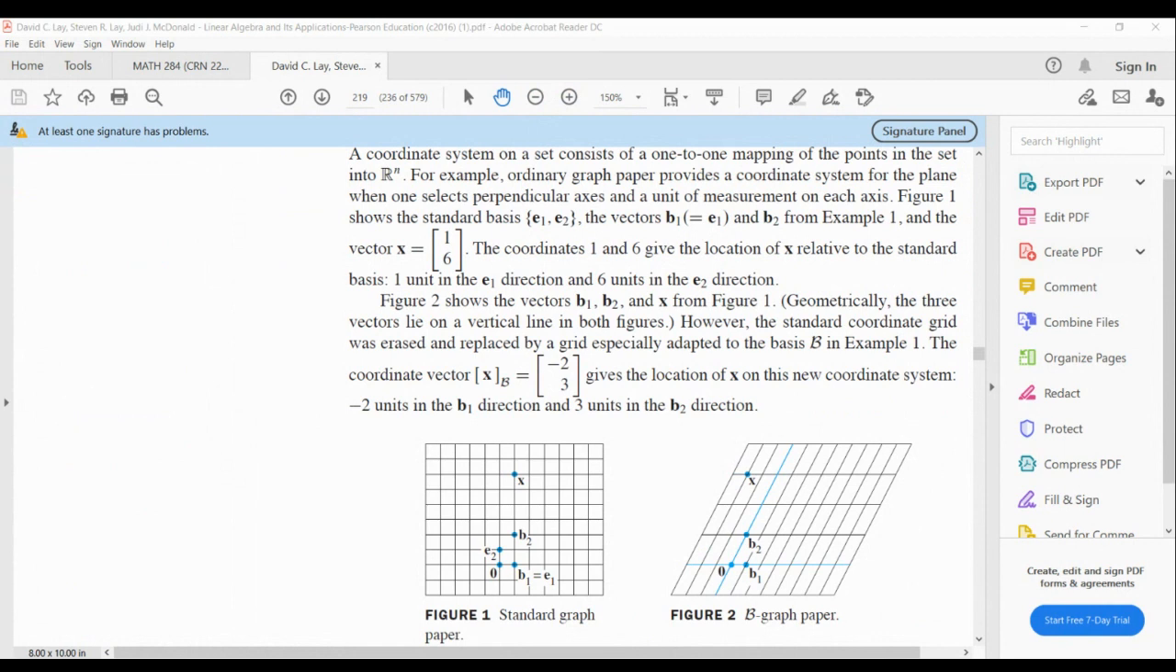That's your graph paper for that basis. So maybe on another planet they use the basis in figure 2, but we use the basis in figure 1. Wouldn't that be kind of amazing?